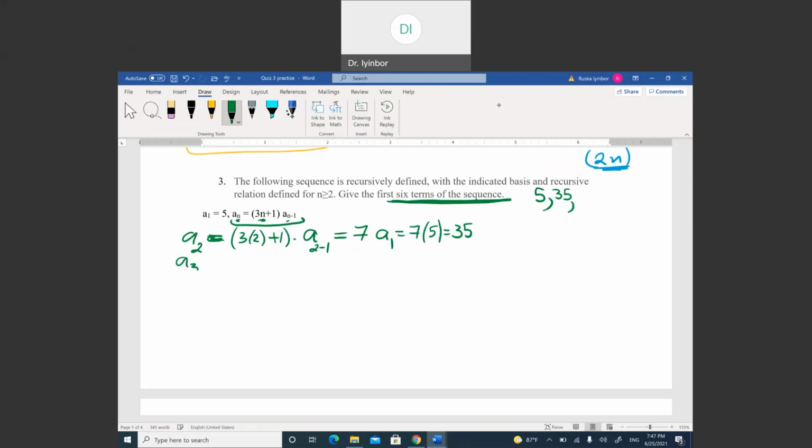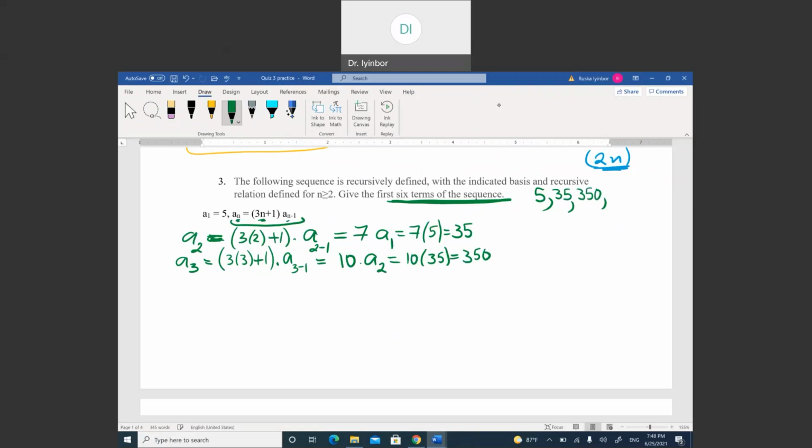And A3, I'm replacing n equals 3. So I'm going to write it like this. 3 times 3 plus 1 multiplied by A3 minus 1, which is technically the previous one, 35. 3 times 3, 9 plus 1 is 10. A2, and A2 is the one before, so it's going to be 10 times 35. I'm going to get 350 is my next term. So I have 3 of those numbers.